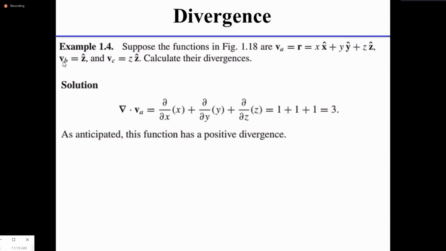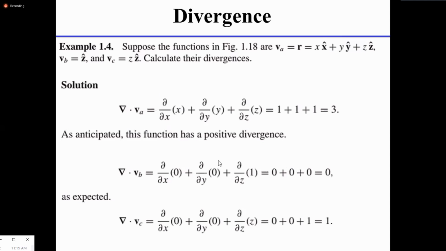However, if you take other functions like VB equals z cap or VC equals zz cap, in that case you can understand that these functions are not diverging functions. So they should have a zero divergence. Oh, not the third one, obviously this one. zz cap obviously is diverging, because as you increase the value of z, this function value will also be increasing.